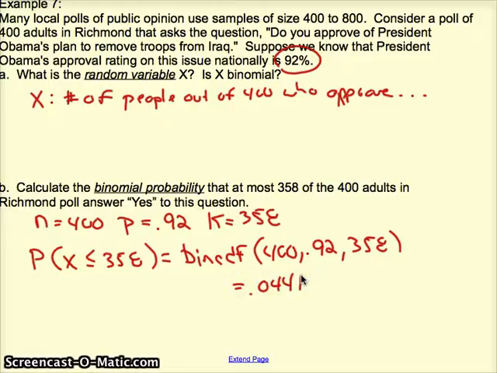So that's the binomial probability of taking a poll of 400 and finding 358 or less who approve of Obama's plan, if in fact 92% agree with the plan. Right? So the probability of getting 358 or less, if in fact 92% of the population agrees with the plan, is about 4.4%.